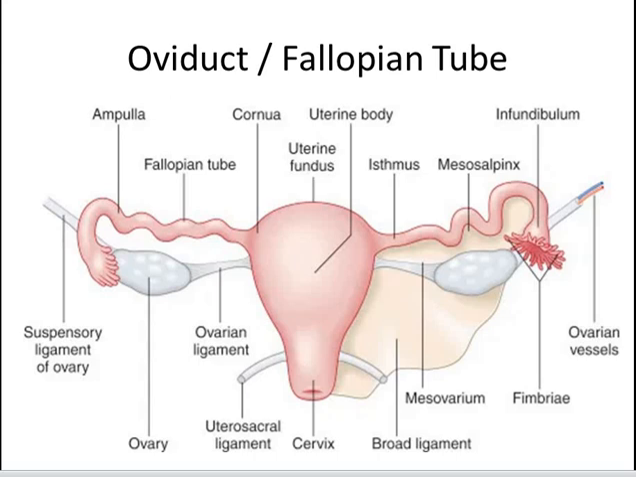The proximal part of the tube lies close to the ovary, and distally it opens into the uterus. Each tube is 10 to 12 cm in length. It is internally lined by ciliated epithelium. It can be divided into three regions, that is infundibulum, ampulla, and the isthmus.